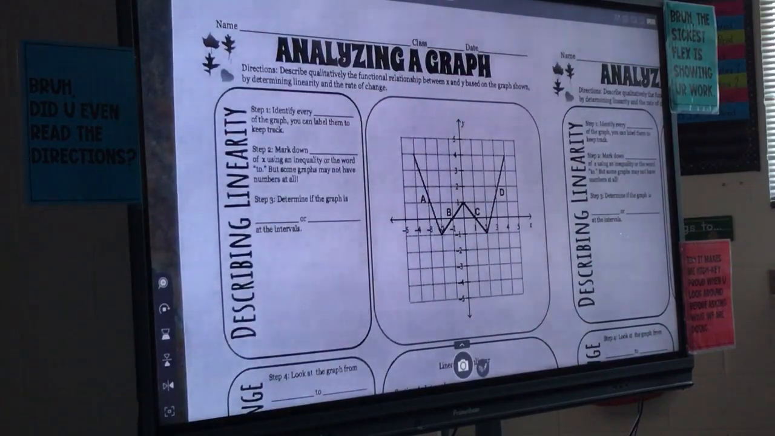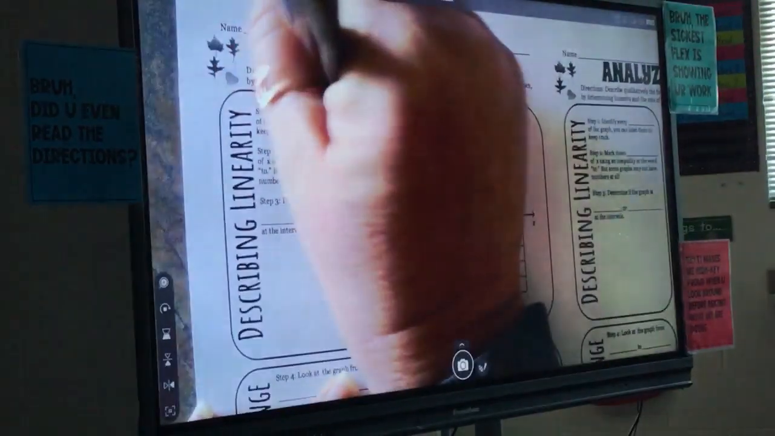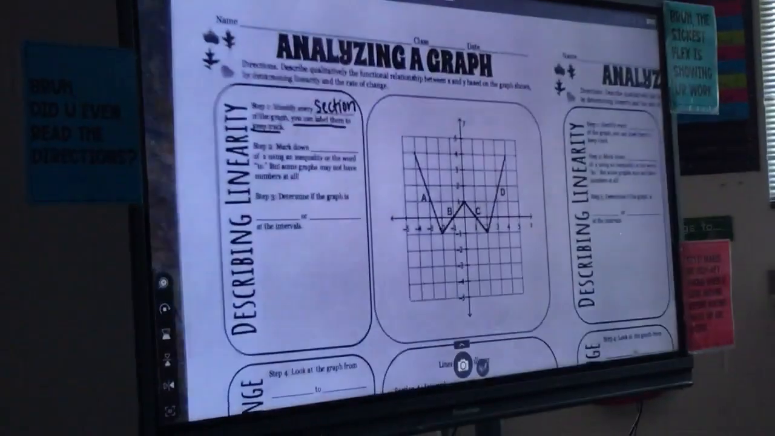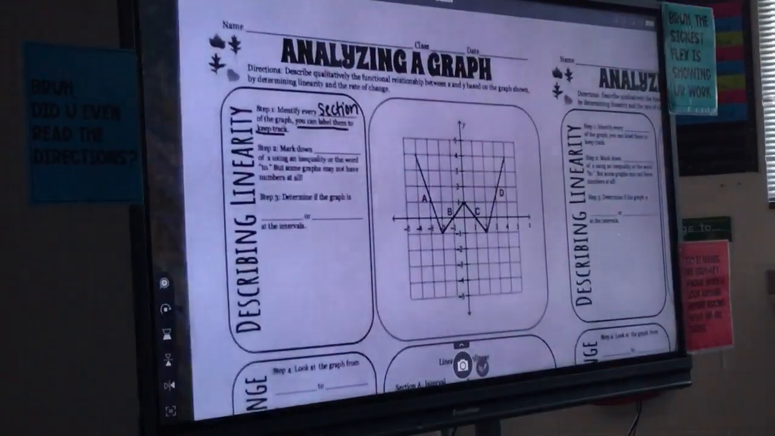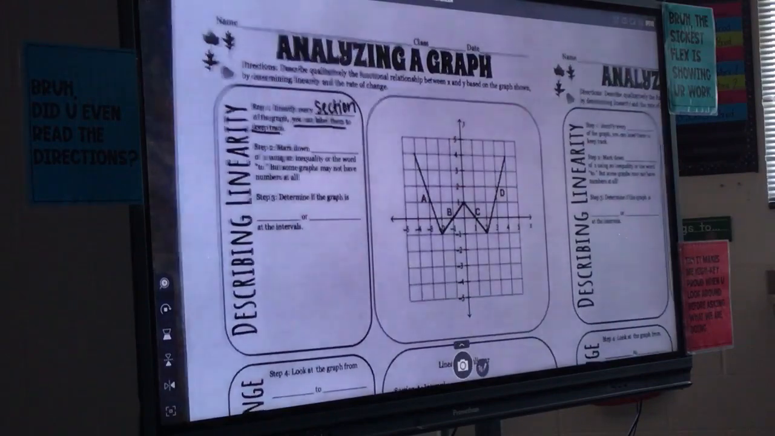All right, so it says identify every section of the graph, and you can label them to keep track. So they've labeled, we're going to identify it with color. So you're going to pick one color for increasing, one color for decreasing, and one color for constant. So that is why you need 3 different colors.